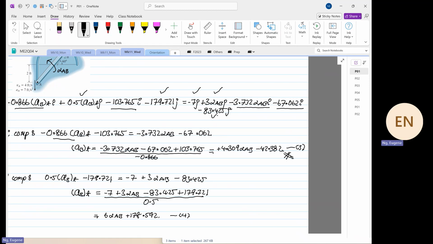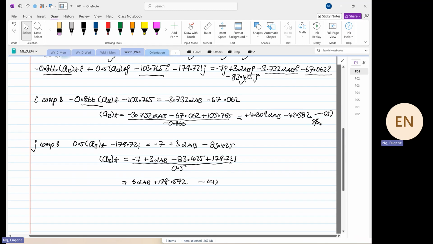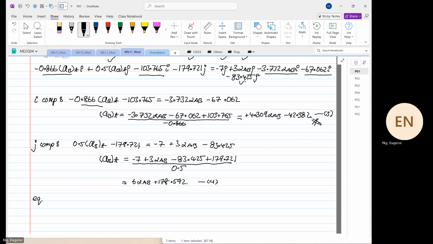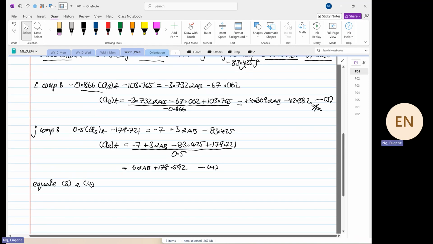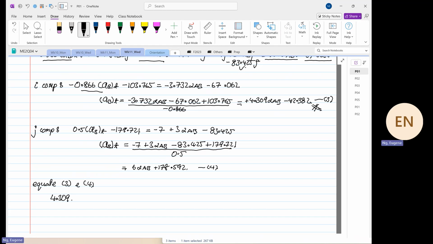And then this is equation number 4. And then if we're going to equate equation 3 and 4, we will have an expression of 4.309 alpha AB minus 42.382. And this will be equal to 6 alpha AB plus 178.592.